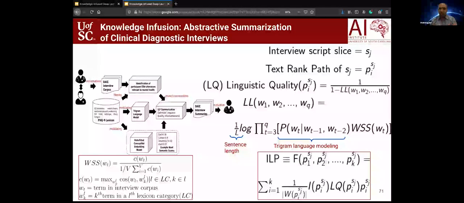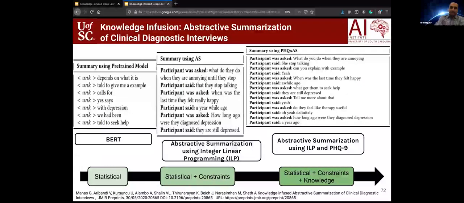And you put all this framework into an ILP form, which is basically an integer linear programming paradigm, and which actually gives you the best path for an interview slice. So what happens in this case is that we use this architecture in clinical diagnostic interviews. We use BERT, which gives you very generic information. We move further to use ILP, which gives you better results simply using linguistic quality and informativeness. And further, if you use a PHQ-9, you get a much better representation, a much better response for the interview.